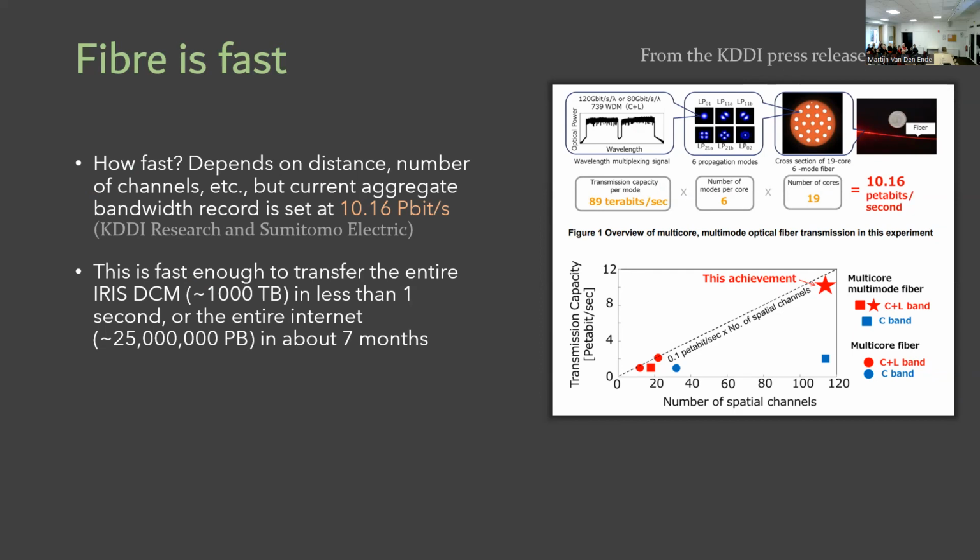So IRIS has accumulated about 1,000 terabytes of data. The entire internet is estimated to be about 25 million petabytes in size. Don't ask me how they measure this. And to transmit the entire internet to your computer would take about 7 months at this rate, which, well, takes a while, but then you have at least all the internet on your hard disk.